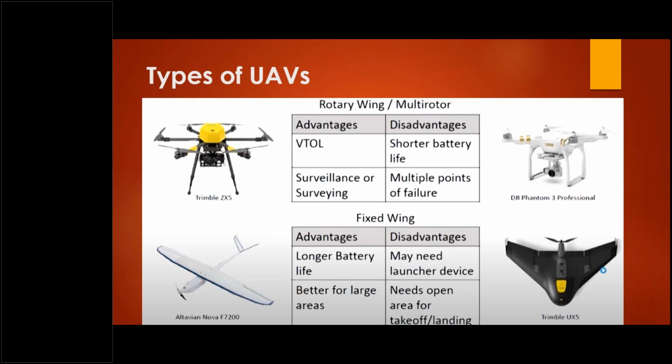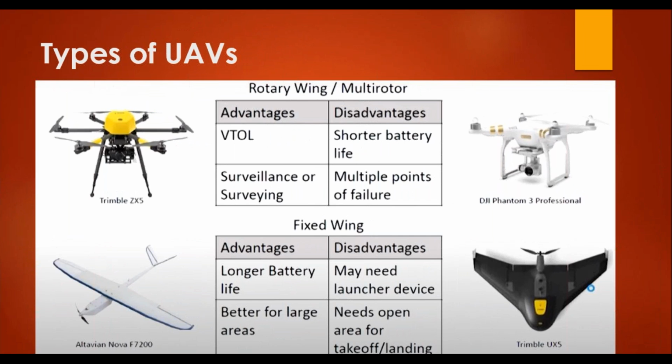So whenever you have rotary wings, there are some advantages and disadvantages. The advantage is that they are VTOL, vertical takeoff and landing. That facility is available in rotary wing drones. They take off directly from one place, and they do not require any runway for takeoff and landing.